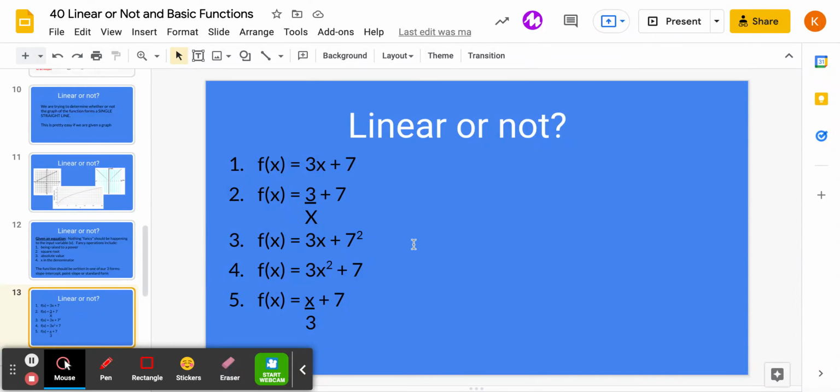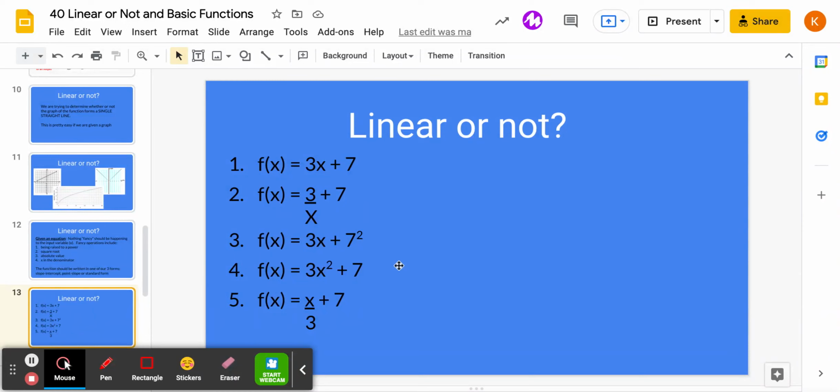Number 3, I'm trying to trick you. The exponent of 2 is with this constant right here. I think everyone knows 7 squared is 49. So this could be y equals 3x plus 49. Everyone knows that slope-intercept form. Therefore, it must be a line. So this one, number 3, is linear.